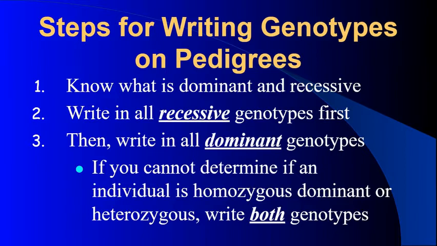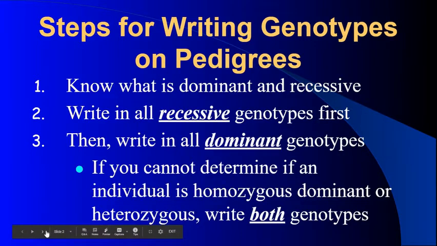Remember, there's 2 dominant genotypes. There's homozygous dominant, which is 2 capital letters, and then there's heterozygous, which is a capital and a lowercase letter. So you need to determine which of those genotypes applies to each individual. Now, if you cannot determine if an individual is homozygous dominant or heterozygous, then you need to write both genotypes.